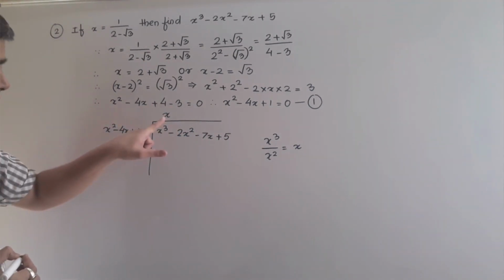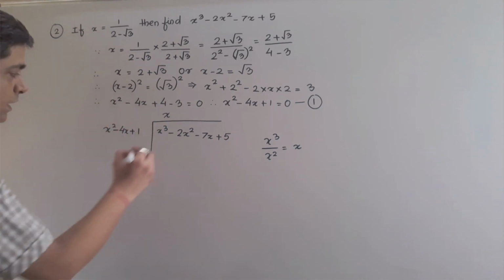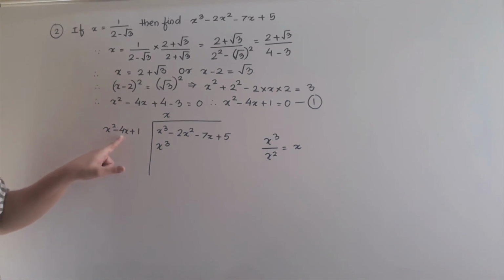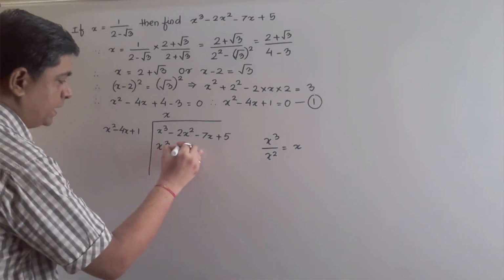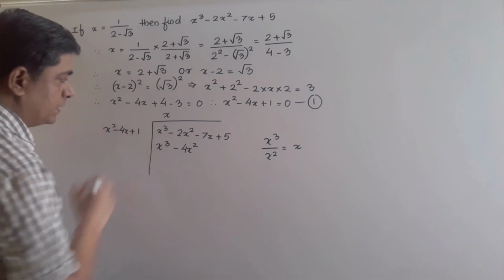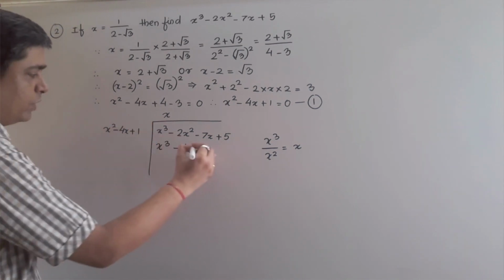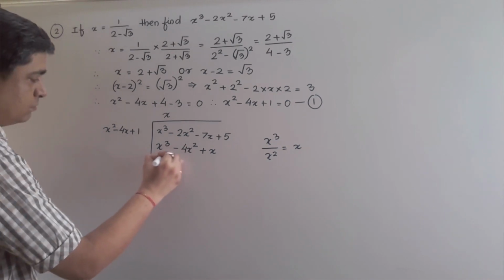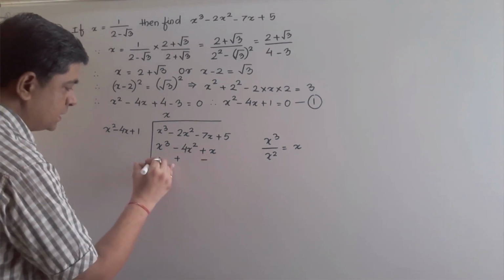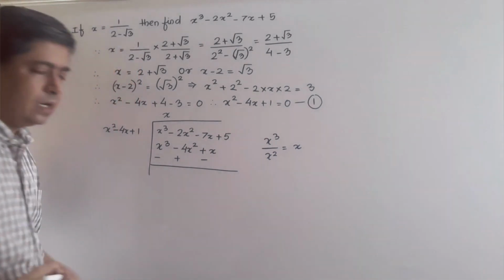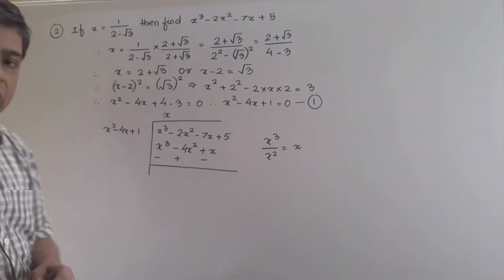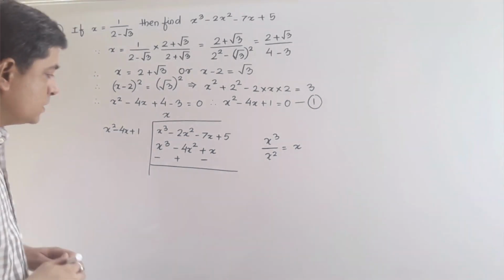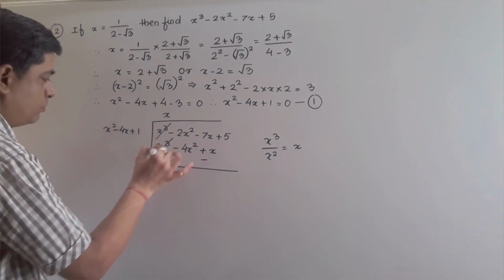So first of all, see, x I multiply in x square, that will become x cube. x I will multiply into minus 4x, that will become minus 4x square, and x I will multiply into 1, that will become plus x. Now change the sign, minus plus minus. This method I think you have covered in class 8. In class 8 you have covered division of polynomials. The same method I am following here. So now x cube and x cube got cancelled.